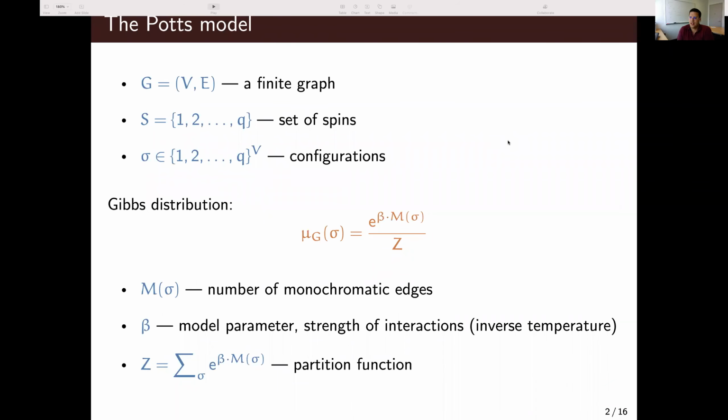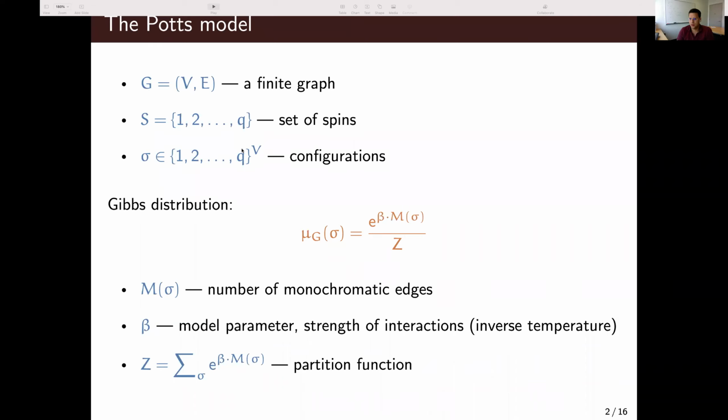So first, let us define the probabilistic model we'll be working with. It's the Potts model. It's one of the most famous and useful discrete probability models. It's defined on a graph G, and there is a set of spins, 1 through Q. The set of configurations of the model is the set of spin assignments to the vertices. So every vertex will receive one spin, and we can think of a spin as an integer number from 1 through Q. And Q is the parameter of the model.